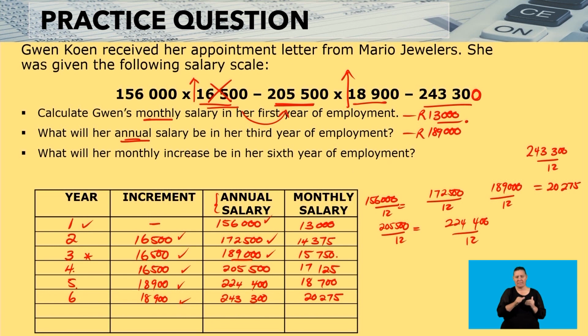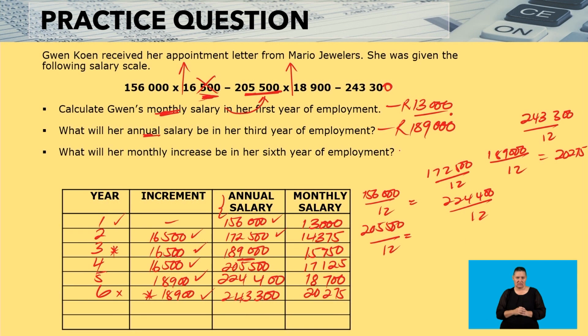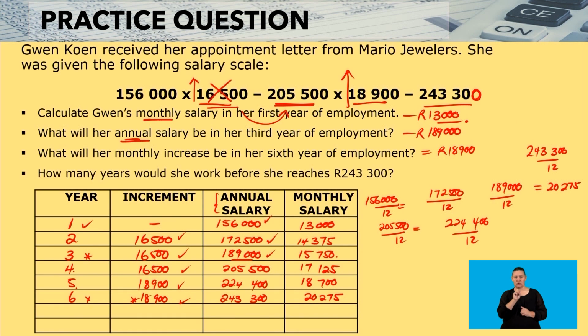Question number 4. What will her monthly increase be in her sixth year of employment? This is the sixth year of employment. We want to know her monthly increase. The monthly increase is 18,900 divided by 12. And this is going to give you 1,575. So the monthly increase therefore becomes 1,575 rands.